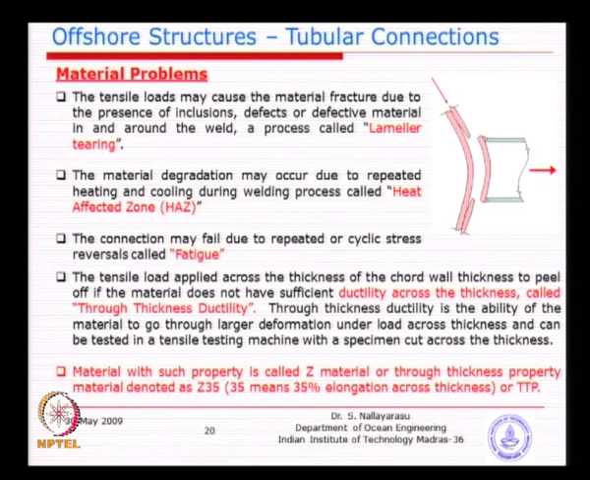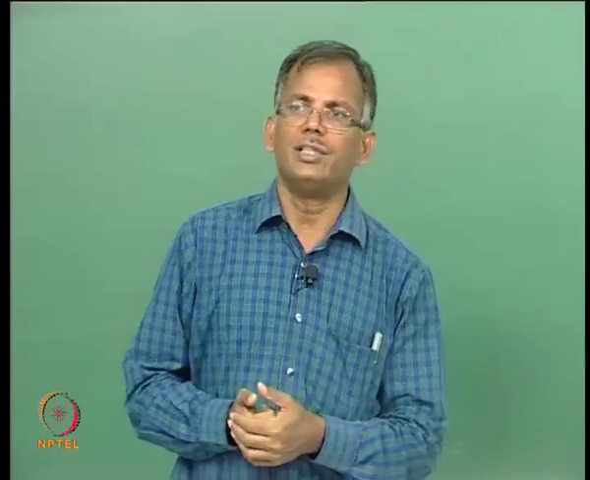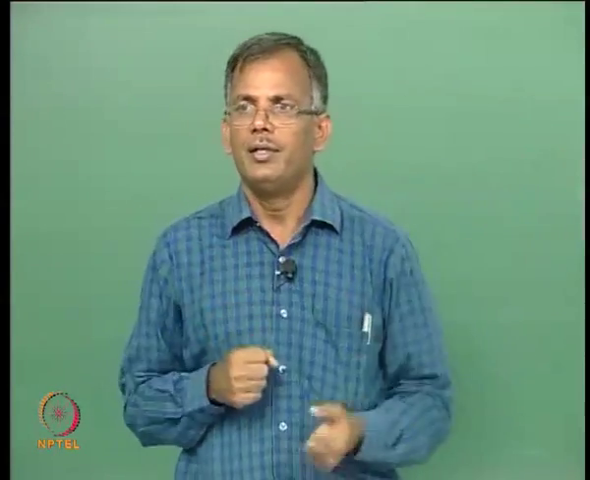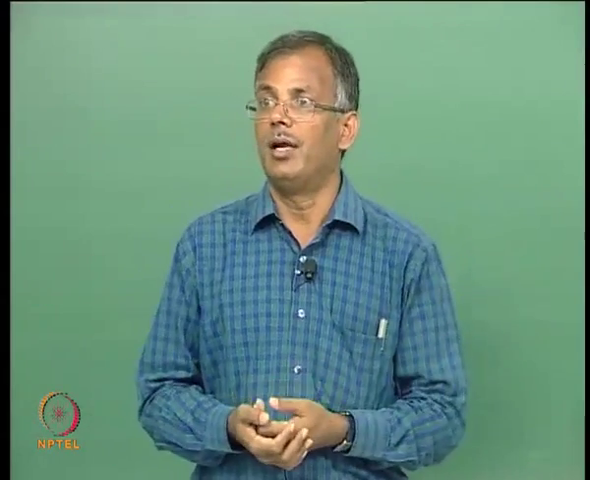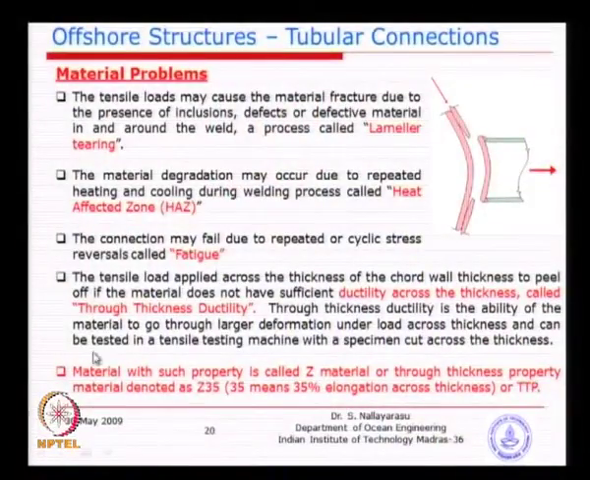So, we need to see that when you apply the loading across, it should take a ductile failure rather than a brittle failure. Suppose you have some kind of voids inside the thickness: when you pull it, it may actually come out straight away with no deformation, and that is what we were trying to prevent. So, that notation is called a Z material, because it has got a Z property or through thickness property, which makes the load transfer without failure.